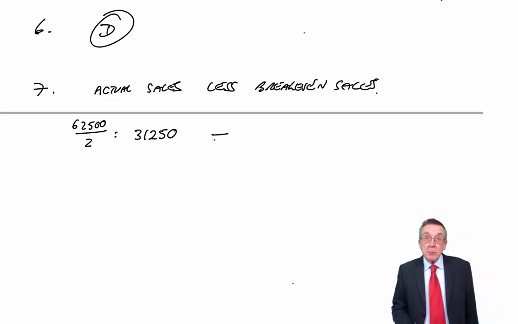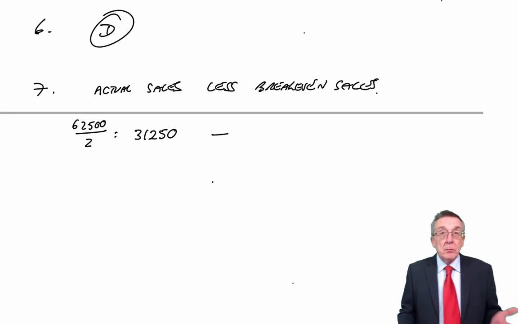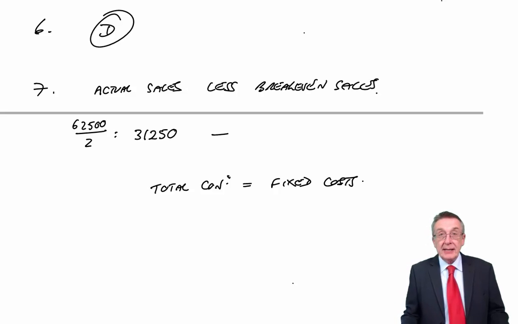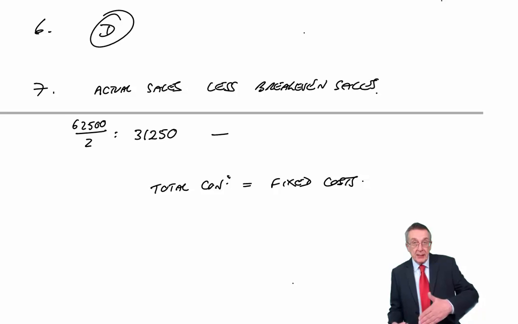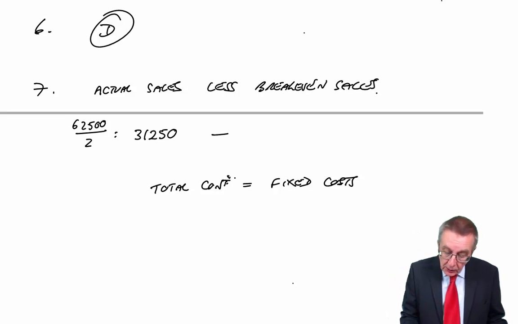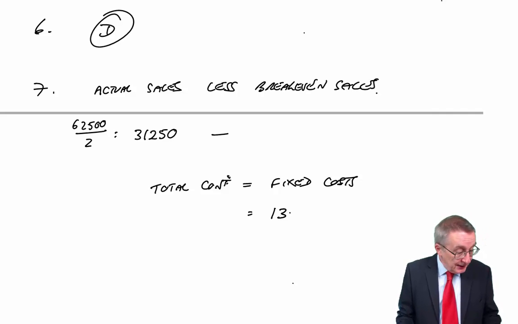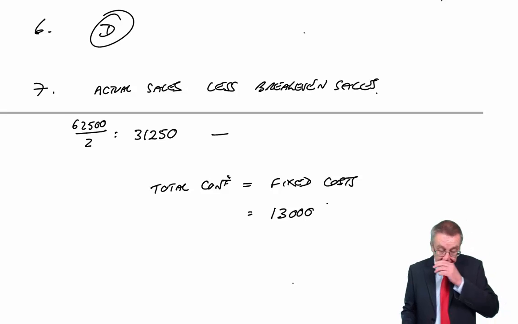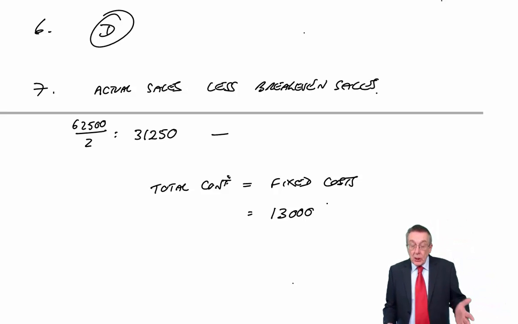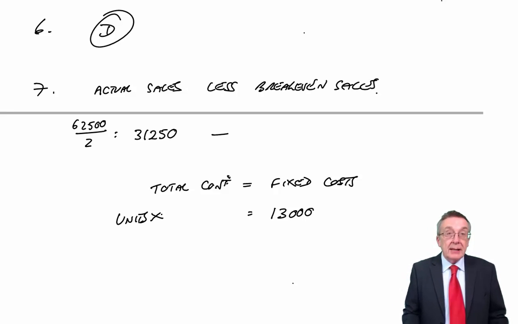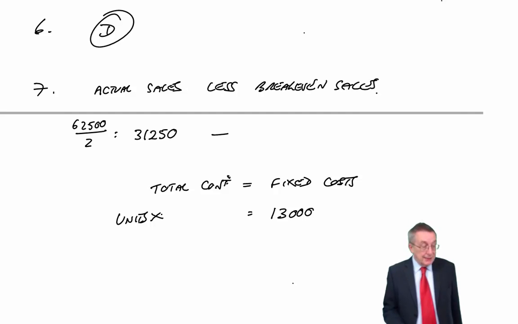What about break even? Well, remember, for break even, the total contribution has to be equal to the fixed costs, because break-even by definition is when the profit, contribution minus fixed cost, is 0. So the total contribution here would have to be 13,000. And the total contribution will be the number of units times the contribution per unit.